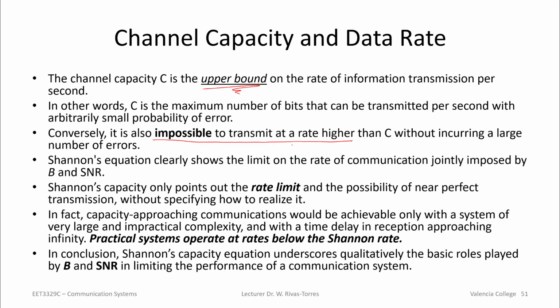So Shannon's equation clearly shows that there's a limit that is jointly imposed by the bandwidth and the signal to noise ratio, which goes back to our discussion of power and bandwidth trade-offs. And notice that Shannon only points out a rate limit.